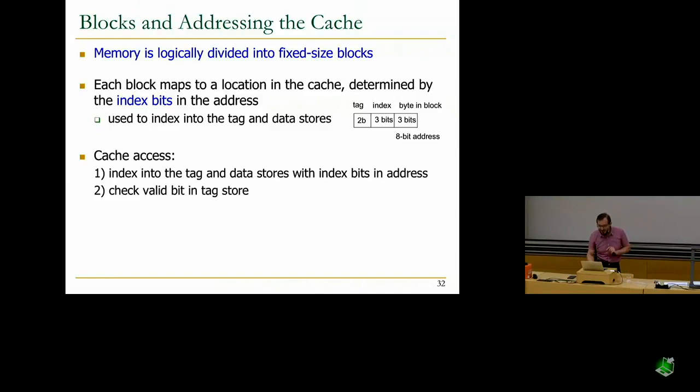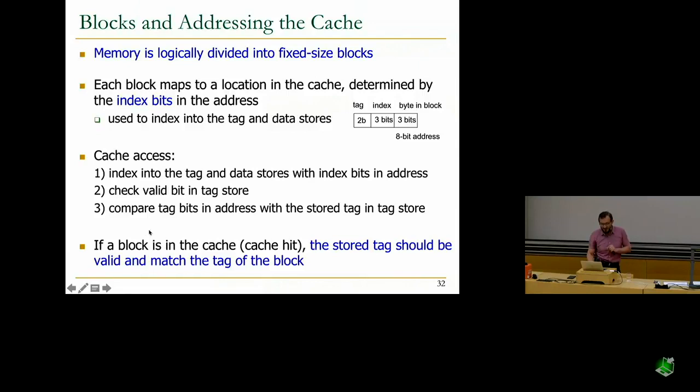You check the valid bit in the tag store. And if the valid bit says, I'm valid, you compare the tag bits in the address with the stored tag in the tag store. You basically compare this part of the address with the stored tag in the tag store. We're going to give an example. So if a block is in the cache, which means that it's a cache hit, then the stored tag should be valid and match the tag of the block, which means that you've already brought that block into the cache.